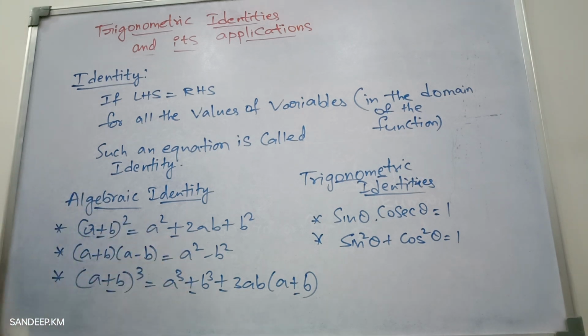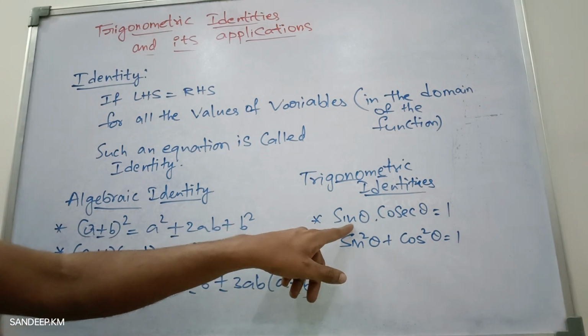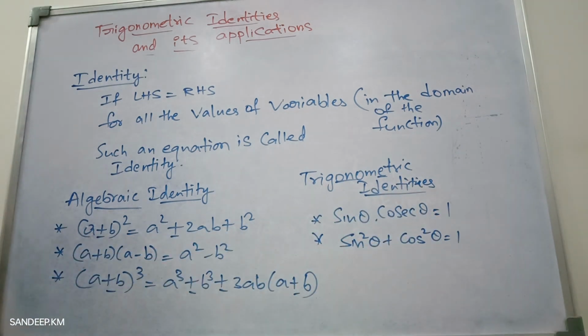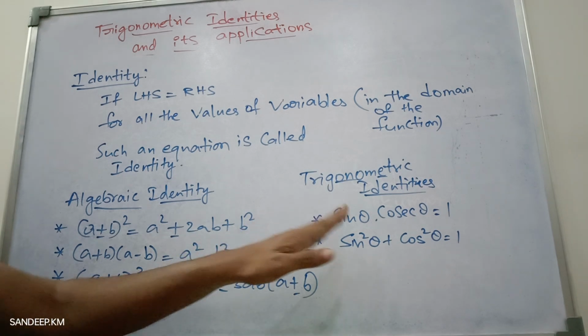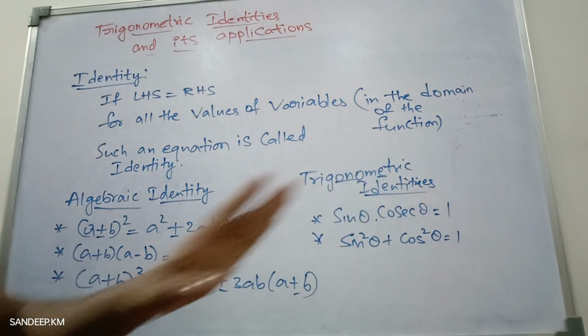Then what are trigonometric identities? Once again, dear students, in trigonometry also we have many identities. Don't think there are only 3 identities. No, in trigonometry also we have many identities. For example, I have written sin theta into cosec theta is equal to 1. Remember that sin theta into cosec theta is always equal to 1.